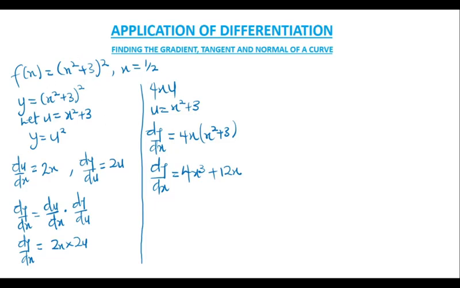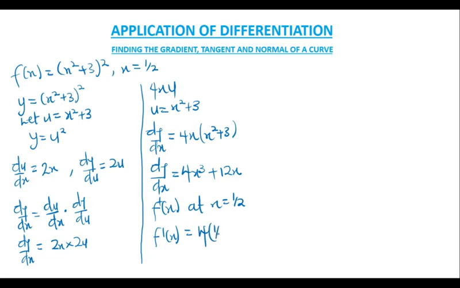Now the question is telling us to find the gradient at the point x equal to half. So all we need to do is say f prime of x at the point x equal to half is given to us by dy/dx, which can be rewritten as f prime of x.